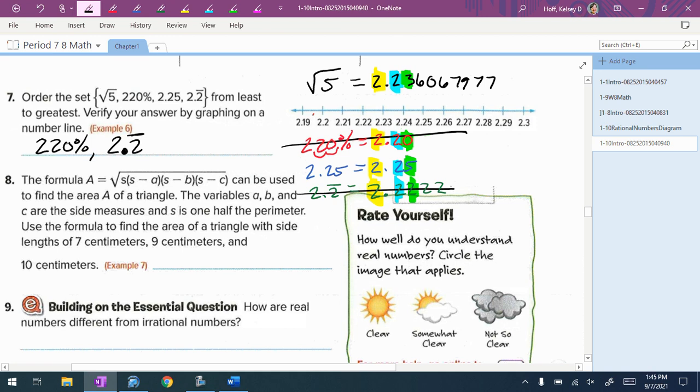What's the next smallest number? Square root of 5. And last but not least, 2.25, which is actually the largest number. So what people forget is to write them in the original format. Okay? So make sure you change them to a decimal to be able to compare them, but then you write them in the original format.